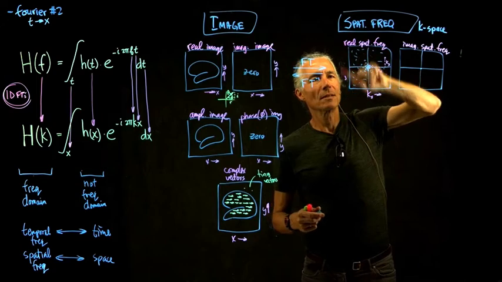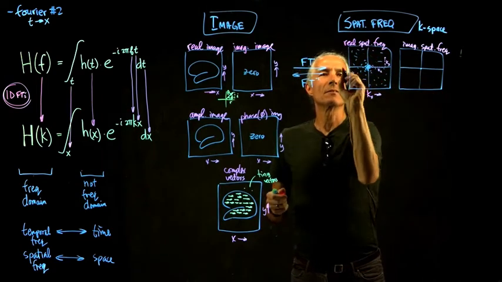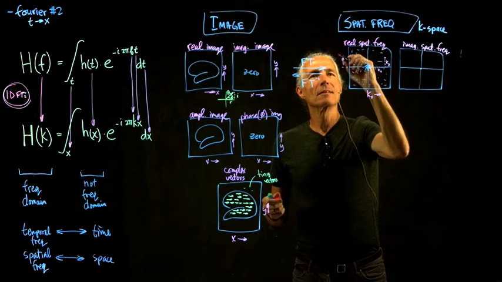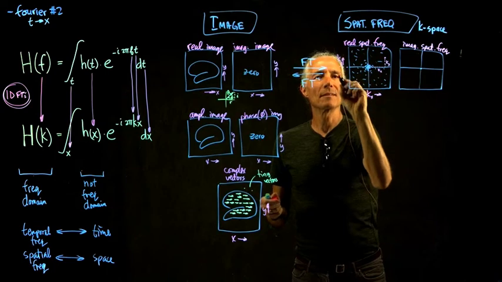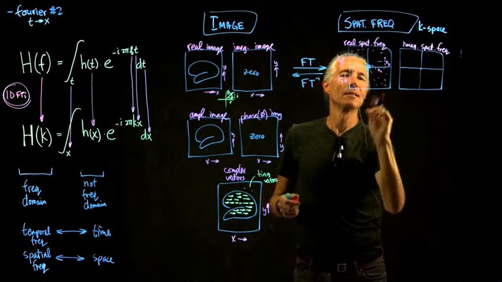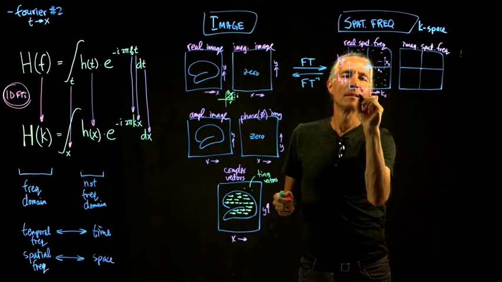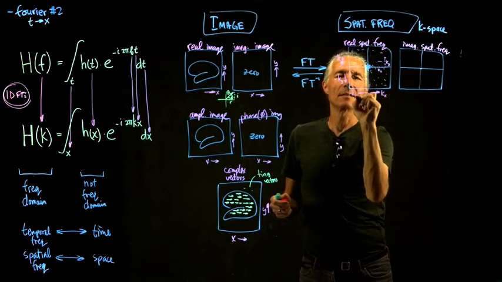So let me draw this better. There's a 0 there. So this is KY going positive, and here's negative KY going that way, and same with X. This is KX positive, and that's negative KX.